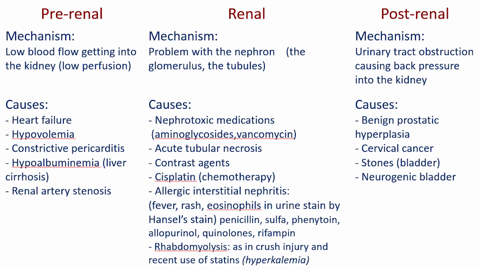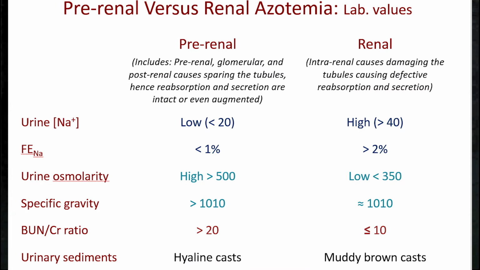How to differentiate between these categories? We can divide these three categories pathophysiologically into two big categories. One category, the problem is outside the kidney, and we're going to call this category in general pre-renal. Here the problem is not in the tubules. And the other category is when you have the problem inside the tubules, and we're going to call this category renal.